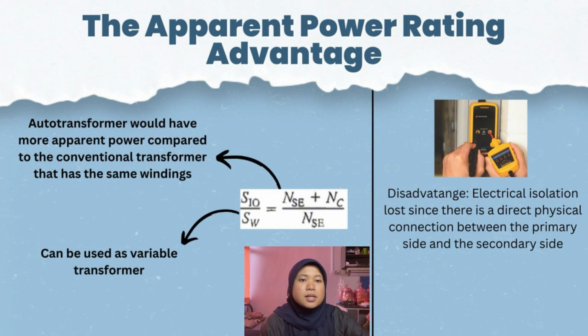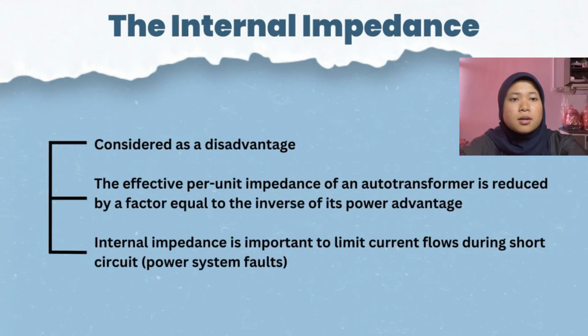There is some disadvantage for the autotransformer, which is that it experiences electrical isolation loss since there is a direct physical connection between the primary side and the secondary side.